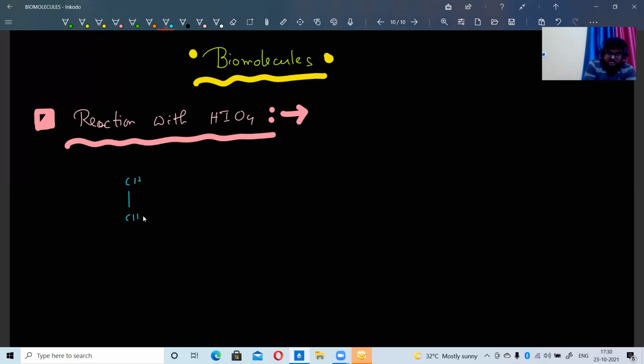CH, CHOH. This is a vicinal diol, one of the important reactions. Remember, vicinal diol: when it reacts with HIO4, it forms 2 moles of acetaldehyde.